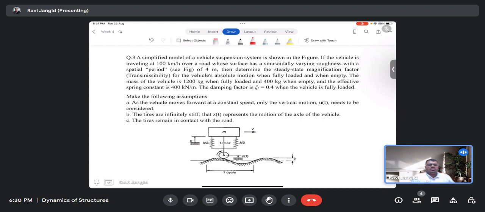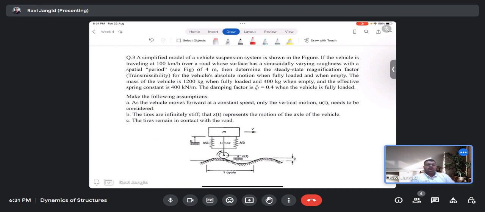Then we need to determine the steady state magnification factor, meaning the transmissibility. Some authors use transmissibility as a magnification factor, or they also call the relative displacement ratio a magnification factor. This is for the vehicle absolute motion, when fully loaded and when empty. So we have two cases here. The mass of the vehicle is 1200 kilogram when fully loaded and 400 kg when empty.